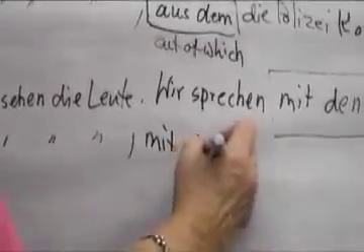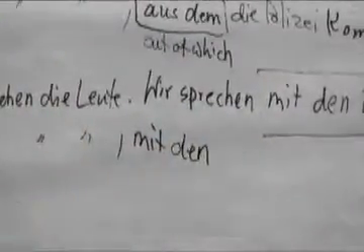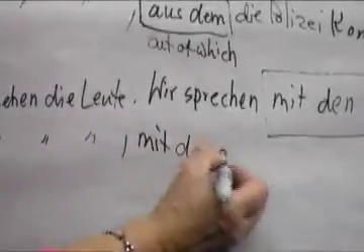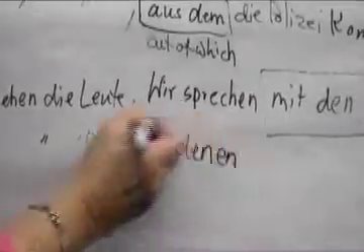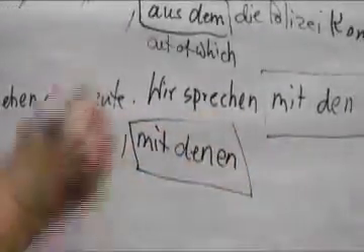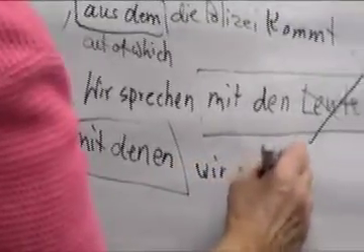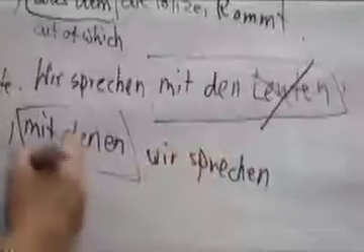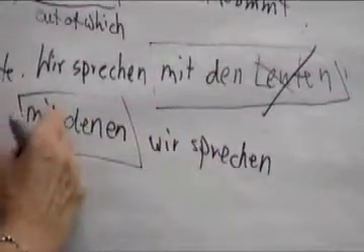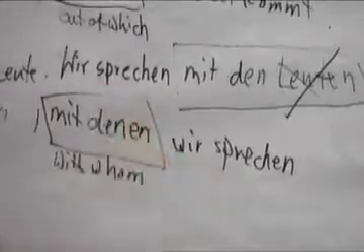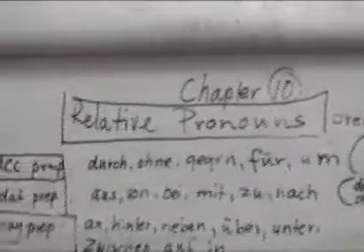But what do you remember about relative pronouns in the dative? They add another en. Remember, that was a slight exception. So, mit denen wir sprechen. And how do we translate that? We see the people with whom we speak.